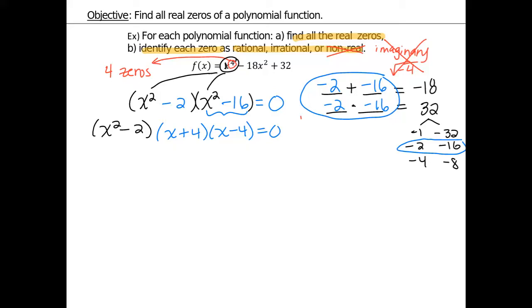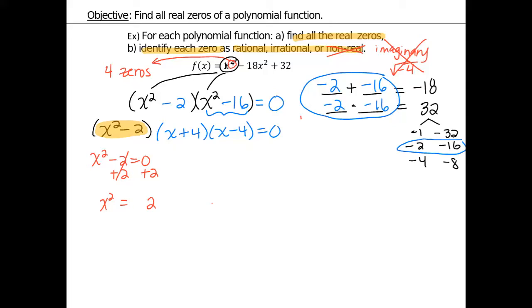and make that equal to 0. So in order to find the zeros, I need to make each factor equal to 0. So I have this x squared minus 2. It's a binomial, so I'm going to make that equal to 0 and solve for x. So in order to solve for x, we're going to do the inverse here. We're going to add 2 to each side.